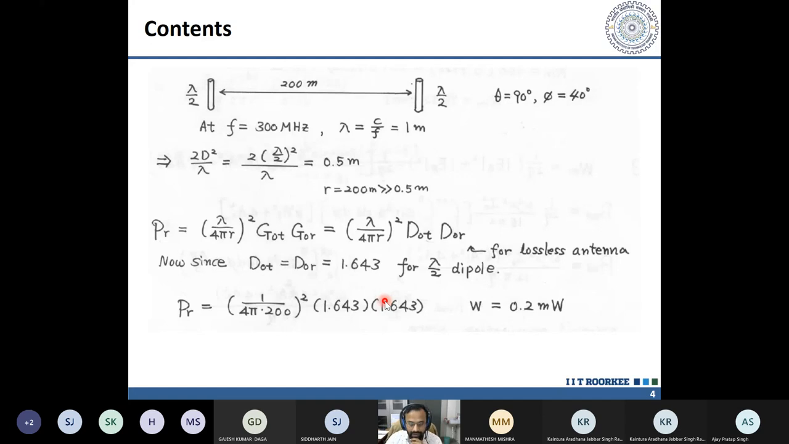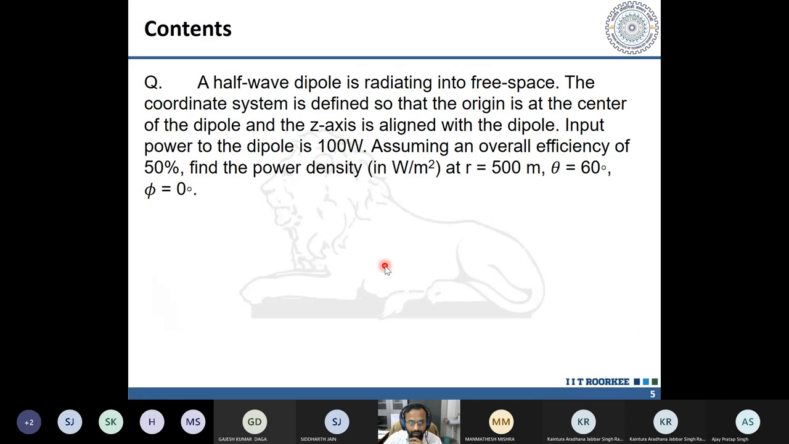Okay, this was more of a Friis problem. You just have to use the information available from the dipole antenna. Okay, let us take another problem.